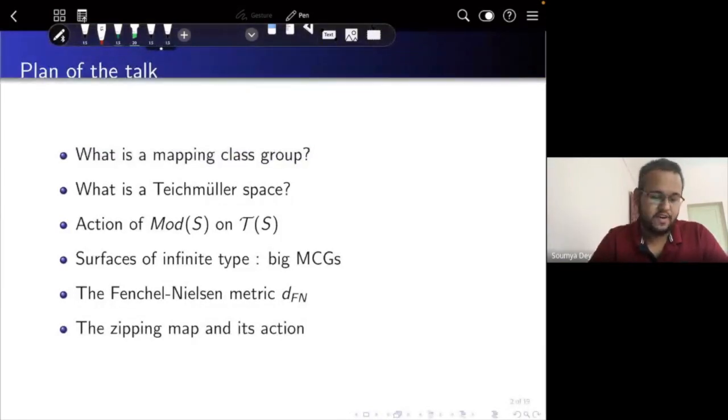So the plan of the talk is as follows. The first thing I'll be discussing is the definition of a mapping class group. Then I'll be defining what is a Teichmüller space of a surface. Afterwards, I will be talking about the action of the mapping class group on the Teichmüller space. Then I'll be talking about what are called surfaces of infinite type and the associated big mapping class groups. Towards the end, I'll be talking about a metric on the Teichmüller space, which is called the Differential metric, DFN.